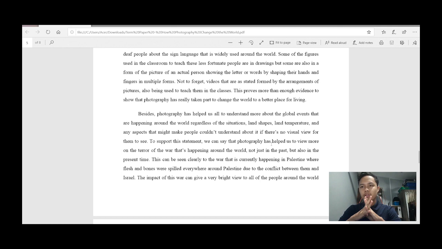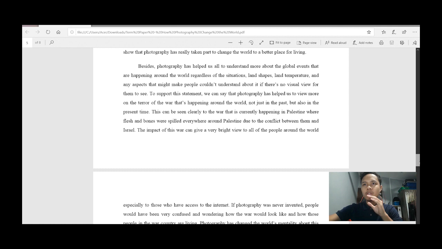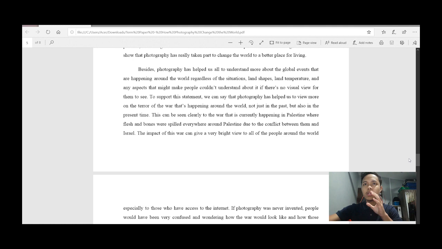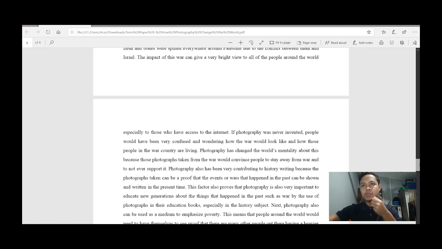So in this body, we really put the concern on the examples. We really push the reader to understand our points by putting more and more examples, but we also have very much explanation in here.